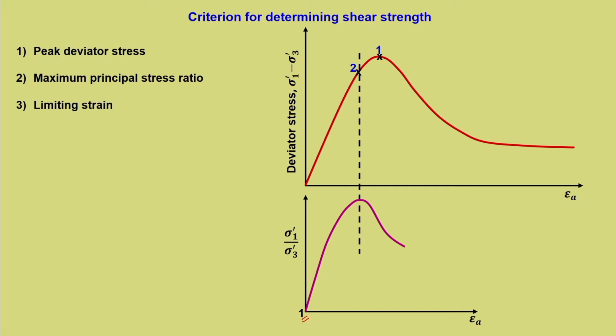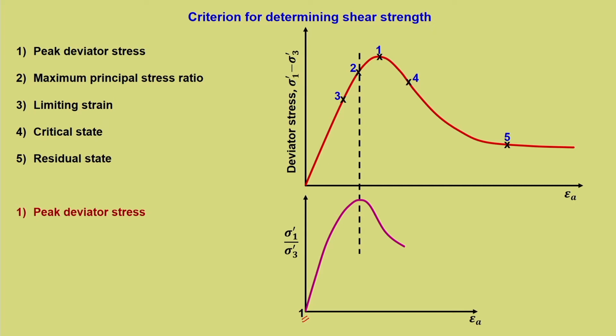The next one is limiting strain. That is the third point. We will discuss each of these separately. So we will first see what are the available criteria. Then comes the critical state. This also, to some extent, we have seen while discussing the stress strain response. And the fifth one is residual state, which is at a very low stress condition. So we will see each of these one by one.